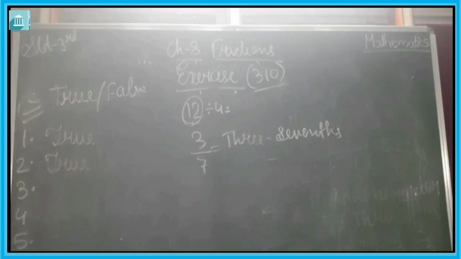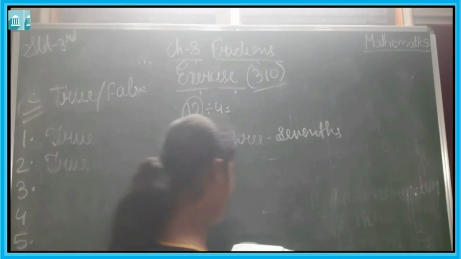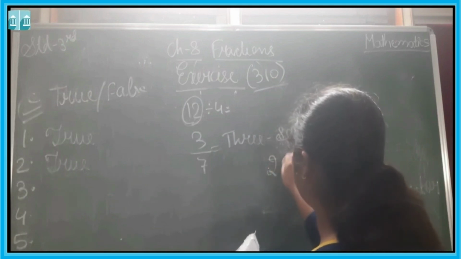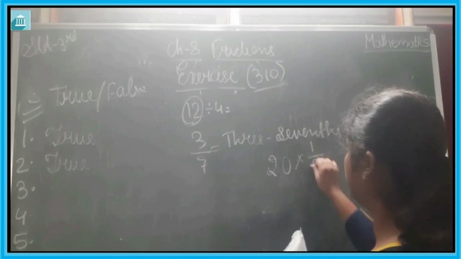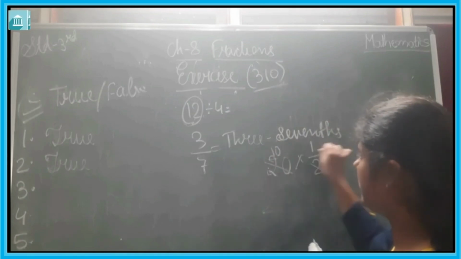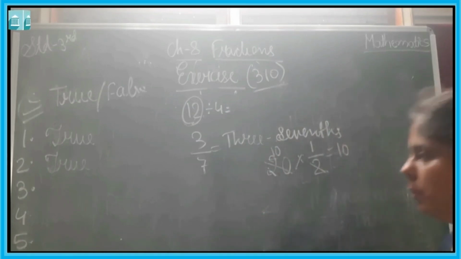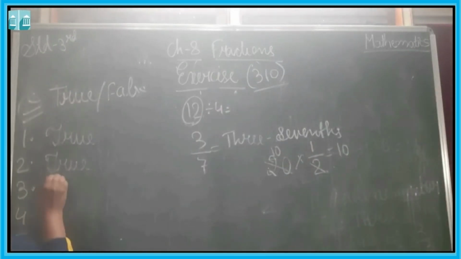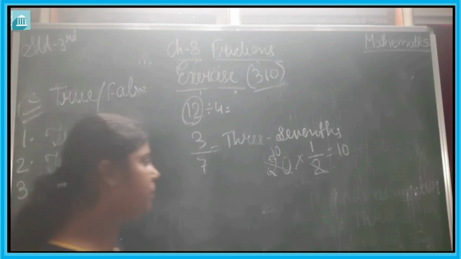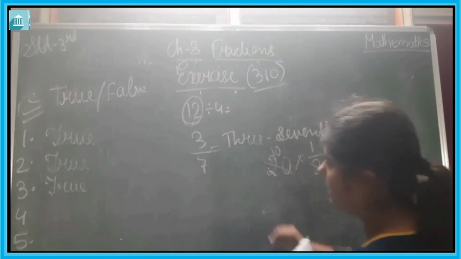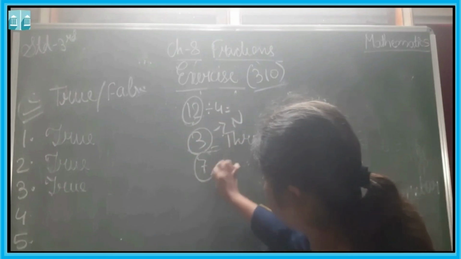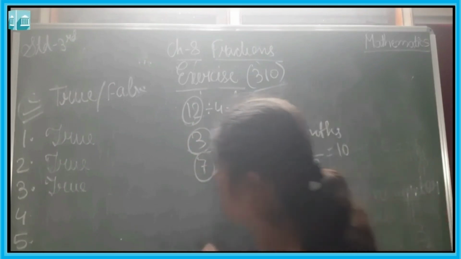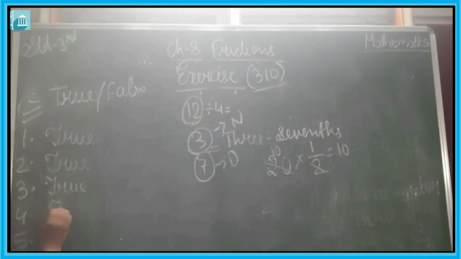The third one, 20 halves make 10. Now 20 अगर इसको हम हाफ करें, which is 1/2 से, तो 2 1s are 2, 2 10s are 20. So we are getting 10. So yes, this is also true. The next one, a fraction has a numerator and denominator. This fraction is having the numerator and also the denominator. Yes, true.